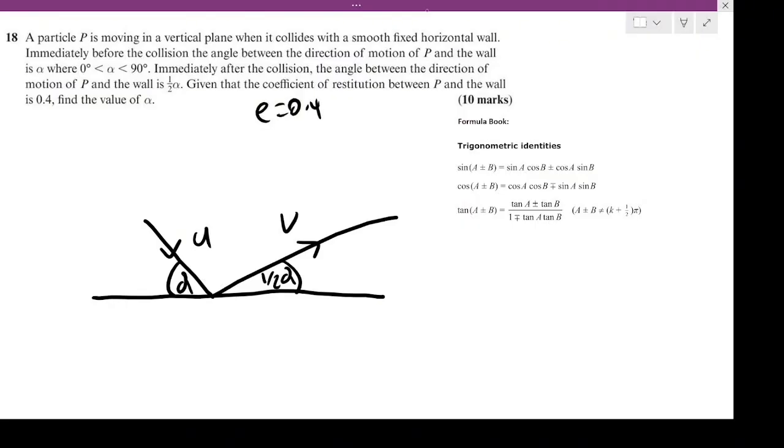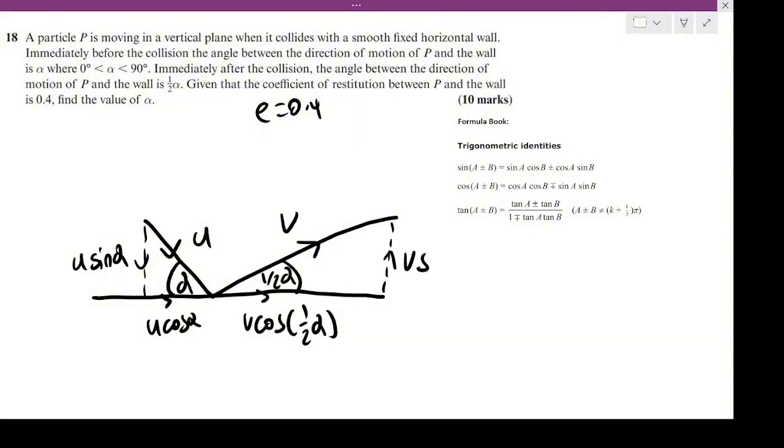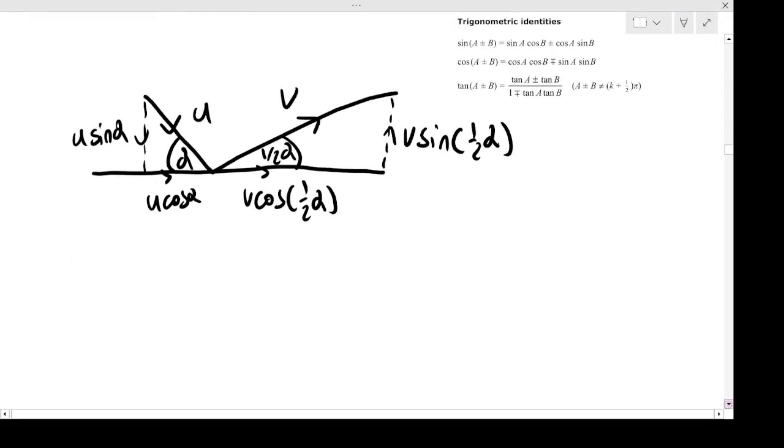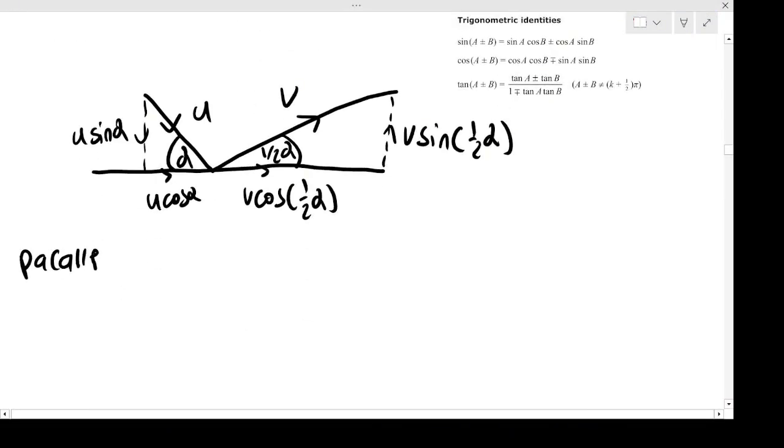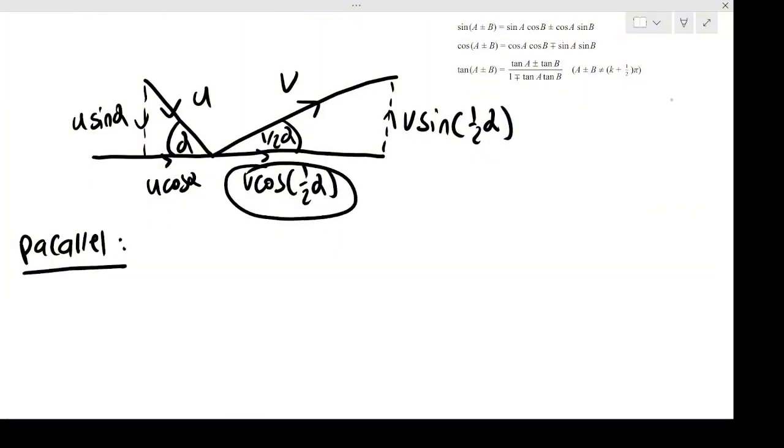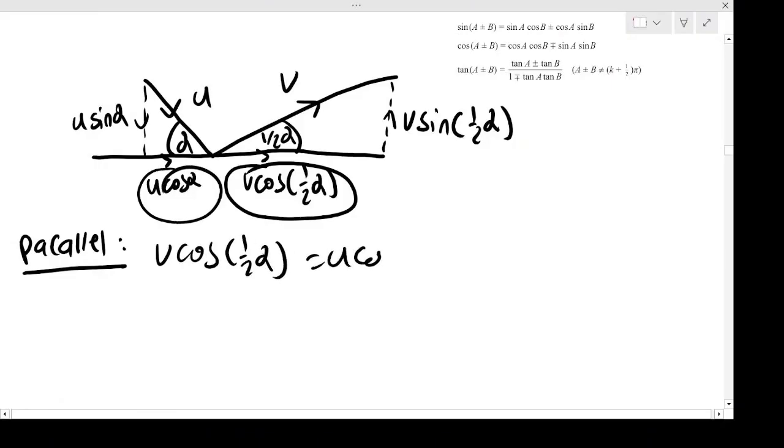So again, we're just going to resolve the components. So this is going to be U sine alpha. And then U cos alpha. Then that's going to be V cos of a half alpha. And then upwards like this of V sine of a half alpha there. So again, we're going to do our parallel and perpendicular equations. So parallel, here we'd get V cos of a half alpha for the component afterwards. That's going to equal the component before, which is U cos alpha, right?